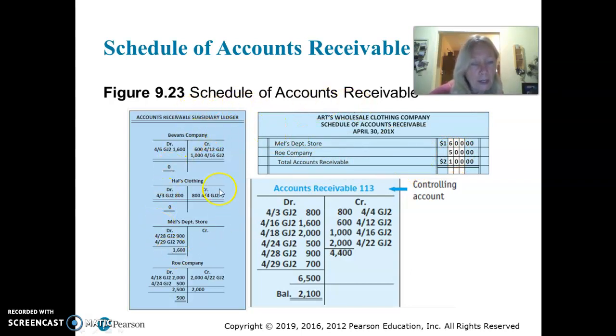As we go through all these and do our balances, you can see that Bevins doesn't owe you anything between the merchandise they returned and paid their bill. Then they don't owe you anything. Same with Hal's, but Mel's owes you $1,600 and Roe owes you $500. So you have $2,100 in your accounts receivable. Sure enough, if we go to our ledger and balance it, it's a $2,100 balance. So the schedule of accounts receivable is something your boss would ask you for. Who owes us money? I want to see who owes us money. And maybe you're short that month and you need those people to pay so you can make payroll. So that is what a schedule of accounts receivable is.